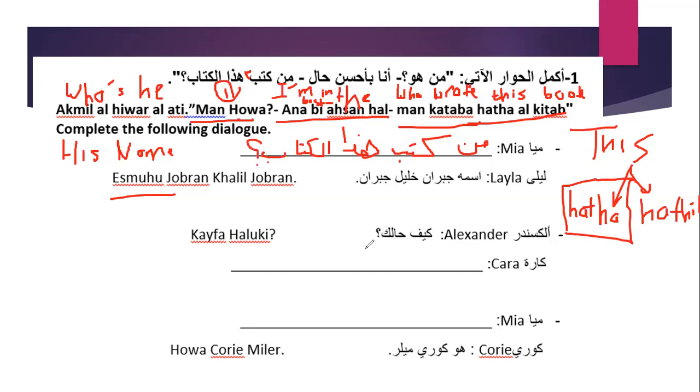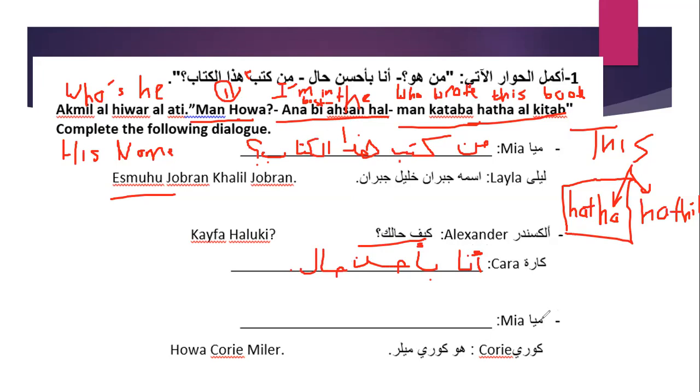Alexander is saying to Kara, كيف حالك? What do you mean by كيف حالك? How are you? How are you? من هو or أنا بأحسن حال? أنا بأحسن حال because I'm in the best condition, okay? So أنا بأحسن حال.